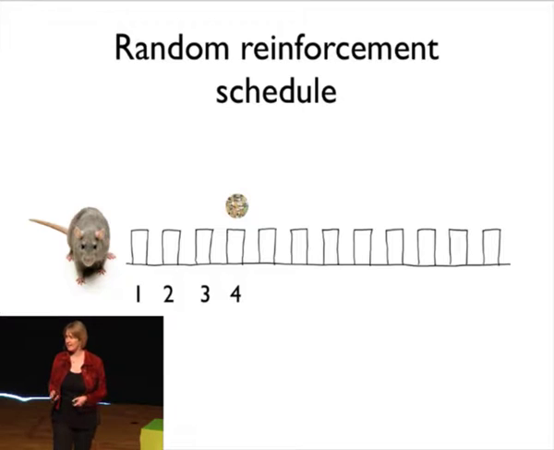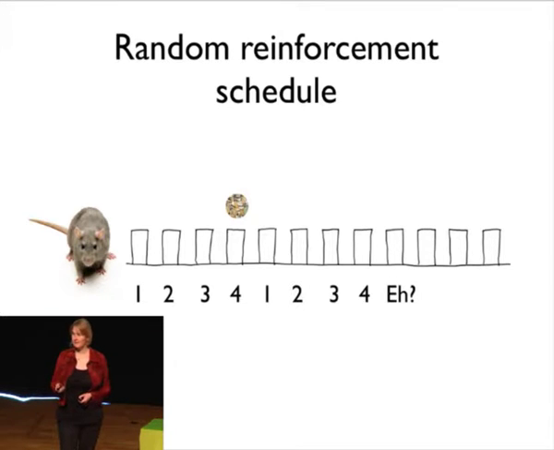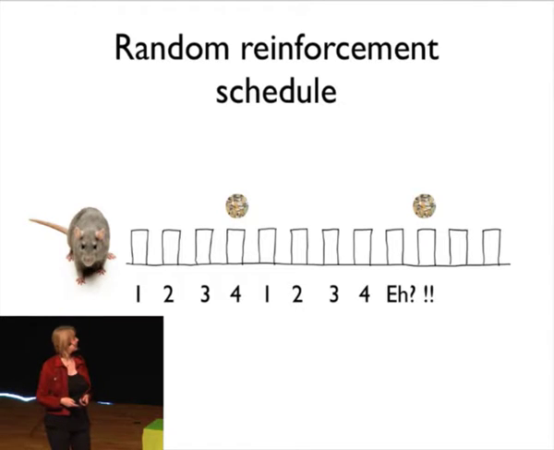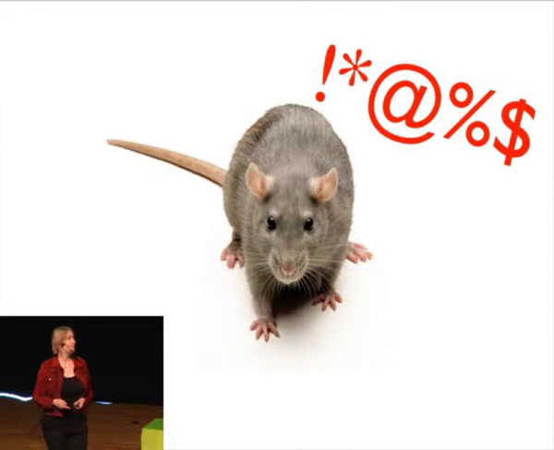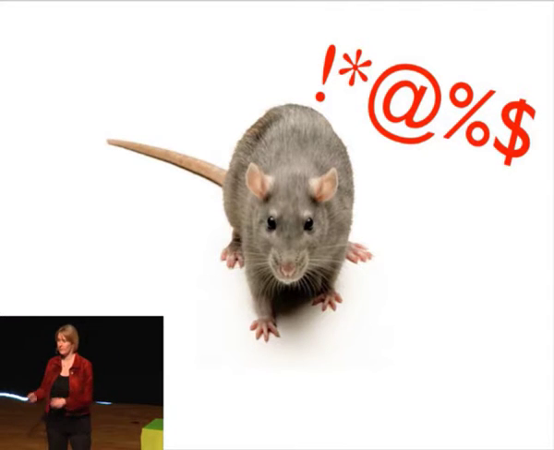He added in randomness so that the rat may have gotten a reward after 4 presses the first time round, but after the next 4, there's nothing. And then after another press, there's still nothing. And then after 6 presses, there's something, and they're slightly confused. And then they get another reward after 2 presses, and then they're really confused. And so what happens is that the rat can no longer see a relationship between the behavior of pushing the bar and the reward, getting the food. So the rat can't establish a rhythm.